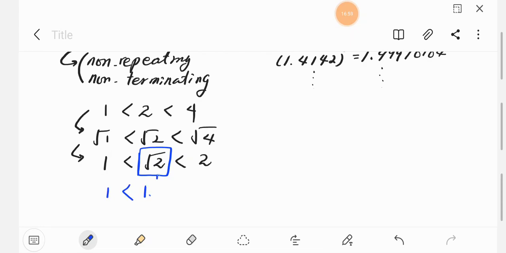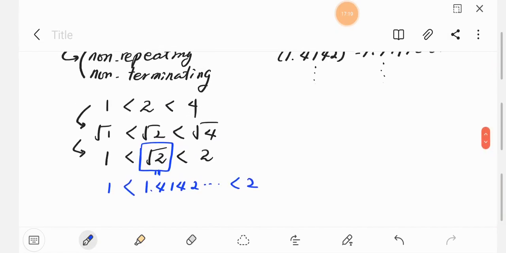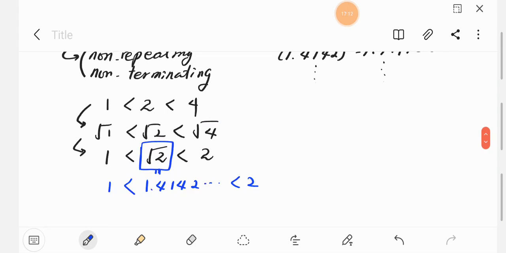What's the value of the square root of 2? 1.4142 and so on, right? So this is definitely less than 2 and greater than 1. So when you find a number that is between two numbers, always use the square root. Find the closest perfect squares and then take the square roots so that you can find that the square root is between two numbers.